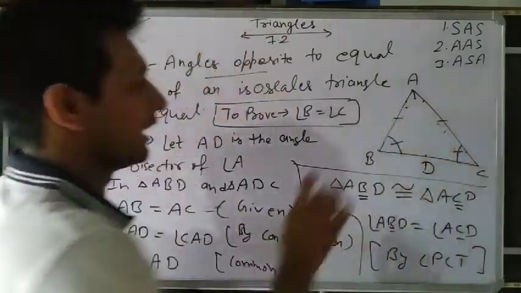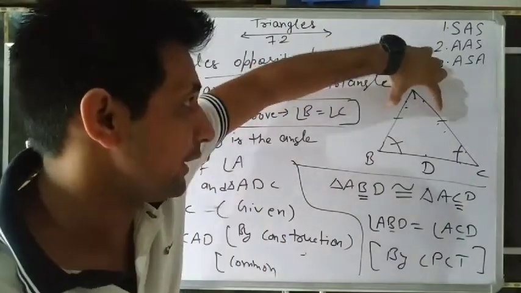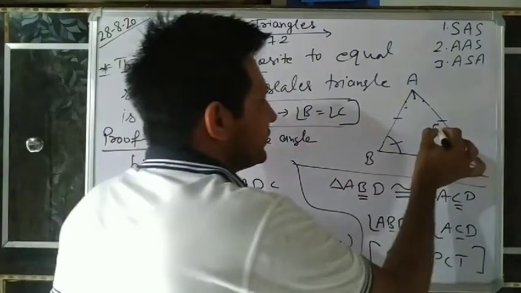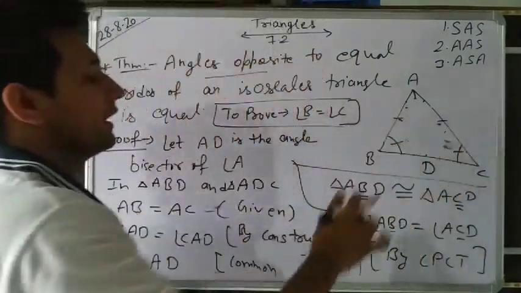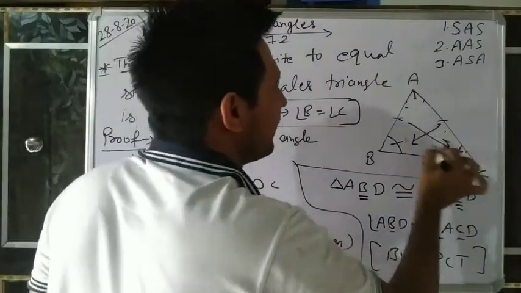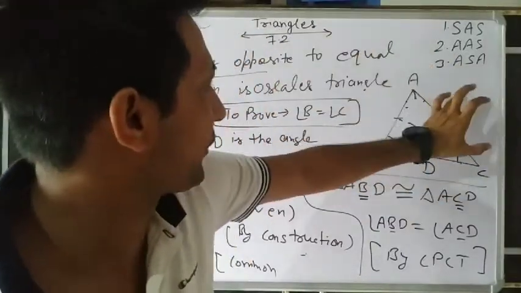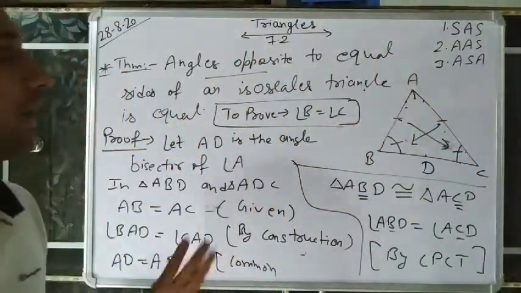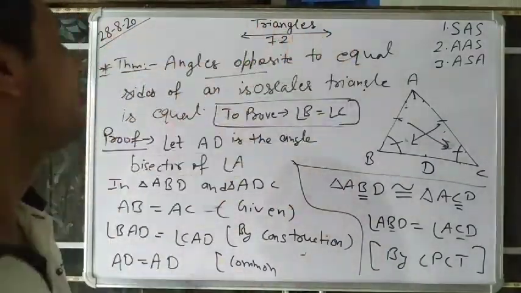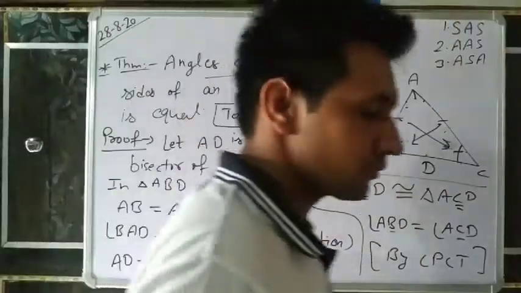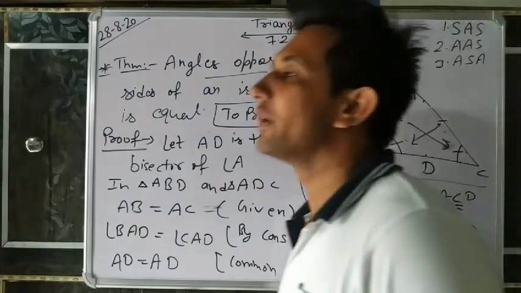Always remember this result. If in a triangle two sides are equal, then opposite angles are always equal. Opposite of AB, angle C. Opposite of AC, angle B. They are always equal. So, very important result. Only remember this statement: angles opposite to equal sides are always equal.